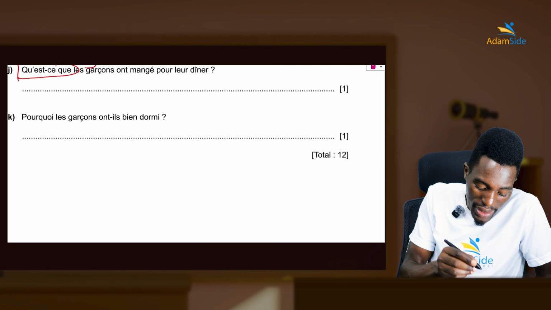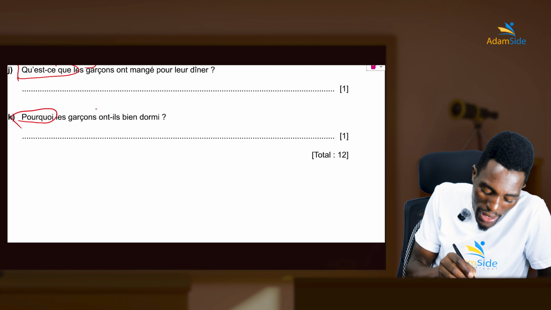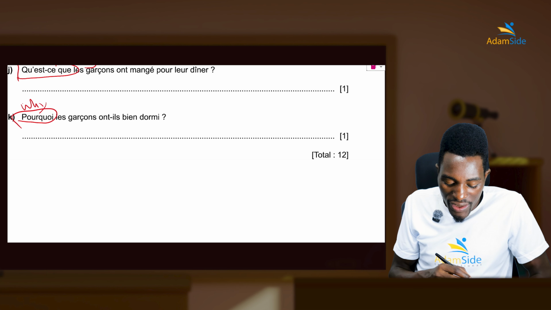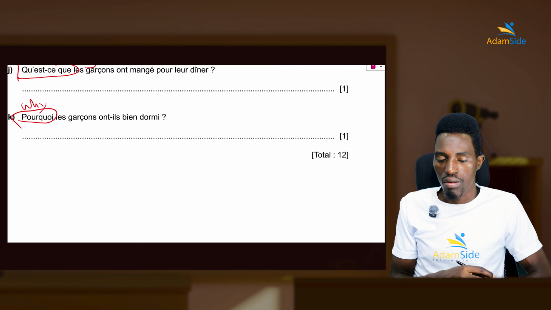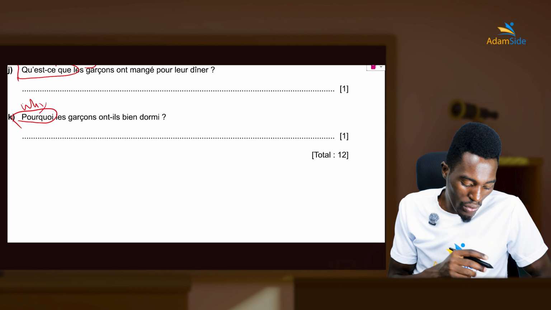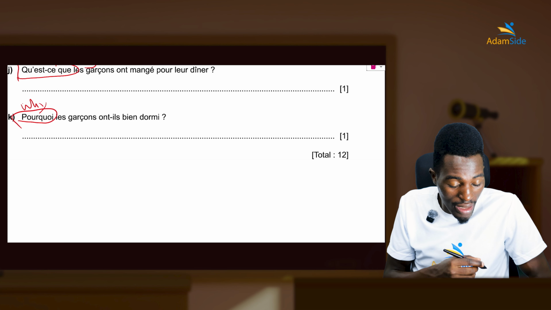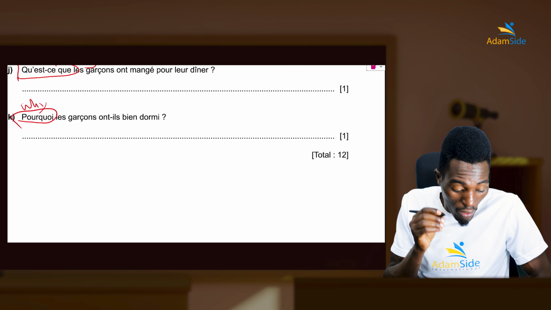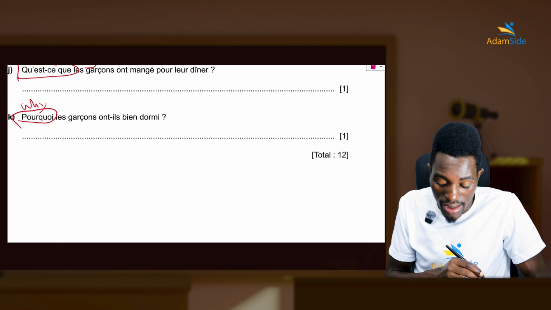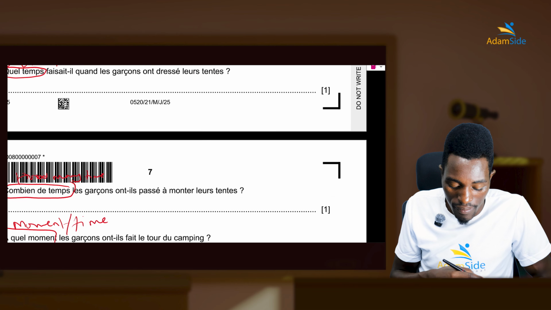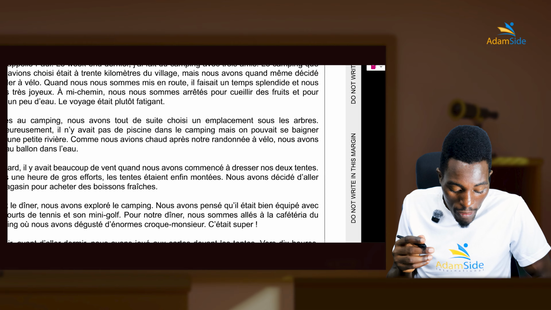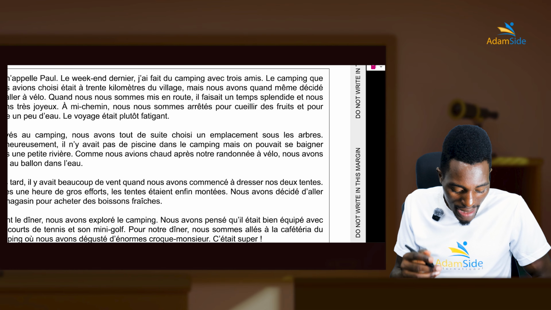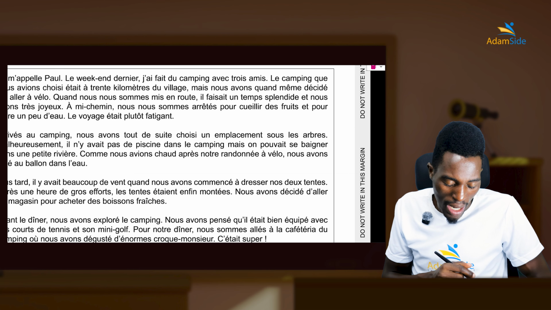Then the last one is pourquoi. I have explained that. Pourquoi means why. So we need a reason. Pourquoi les garçons ont-ils bien dormi? Why the boys slept well? Why? So we need a reason. So after identifying the key concepts of our questions, we go to read the text. Because of time, we will start reading the first paragraph, then the second paragraph to the last paragraph.